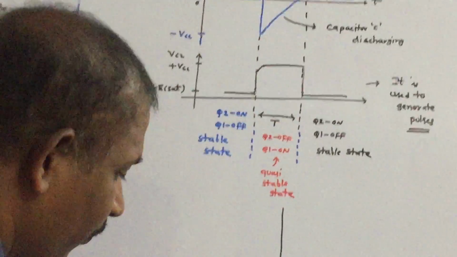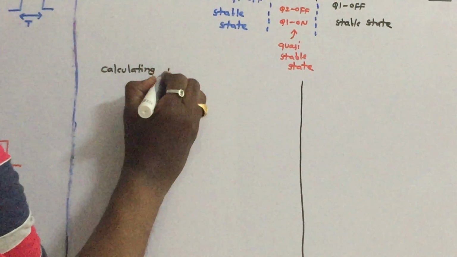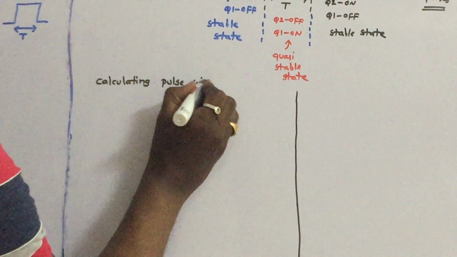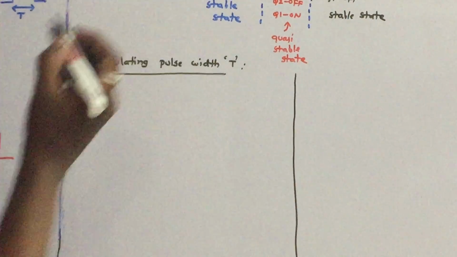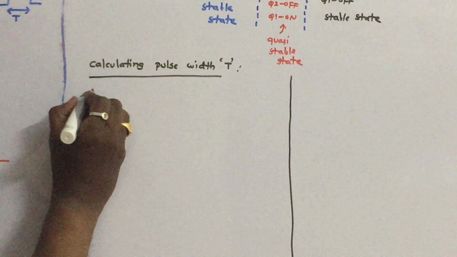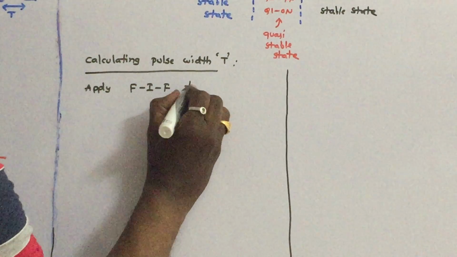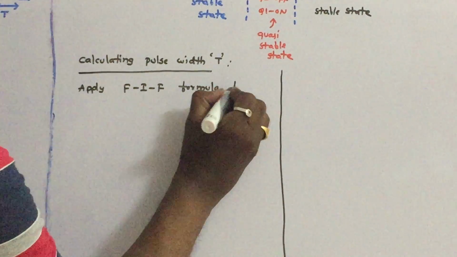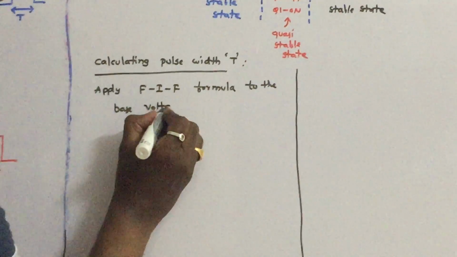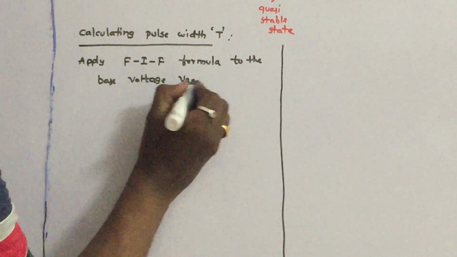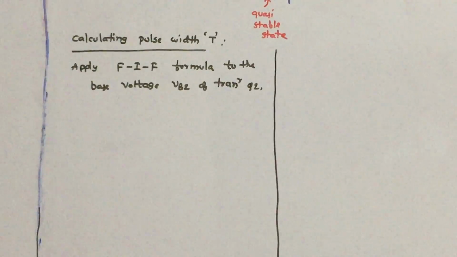For calculating pulse width capital T, very simple. For this, apply FIF formula, initial final formula, to the base voltage VB2 of transistor Q2. So what is the FIF formula?